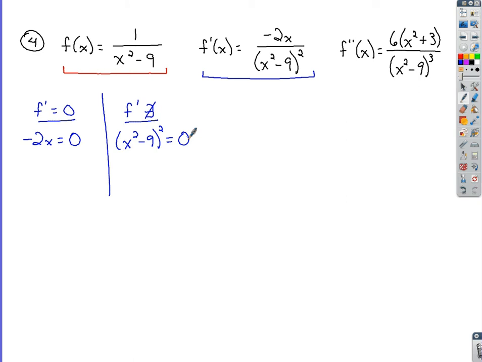So where f prime equals 0, if I solve for x, x is going to be 0. Where f prime does not exist, to get rid of the squared quantity, you take the square root of each side. Right, that takes care of that part. If you're solving for x, x squared would equal 9. Take your square root. Don't forget the plus or minus. It'd be plus or minus 3.